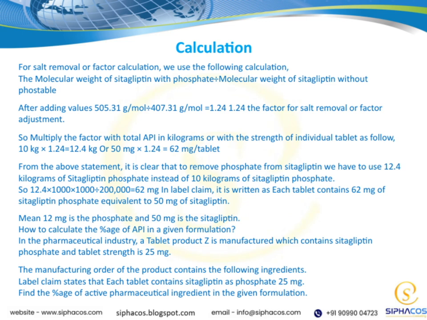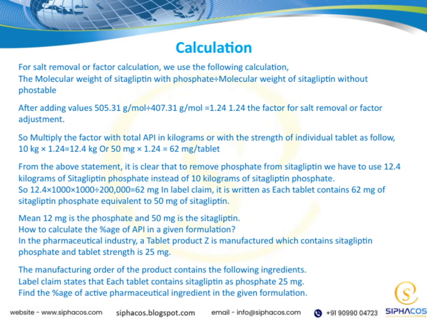Now, how do we use this factor? Well, we multiply it by the total amount of API in kilograms or by the strength of each individual tablet. For example, if we have 10 kilograms, multiplying by 1.24 gives us 12.4 kilograms. Or, if each tablet has a strength of 50 milligrams, multiplying that by 1.24 results in 62 milligrams per tablet. From this, it's clear that to remove phosphate from sitagliptin, we need to use 12.4 kilograms of sitagliptin phosphate instead of just 10 kilograms.